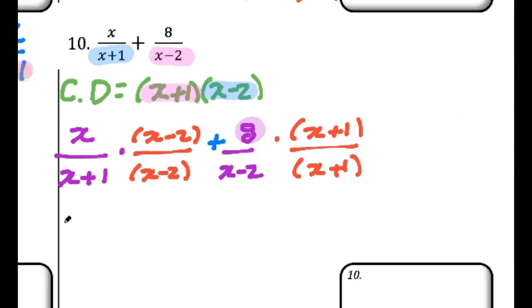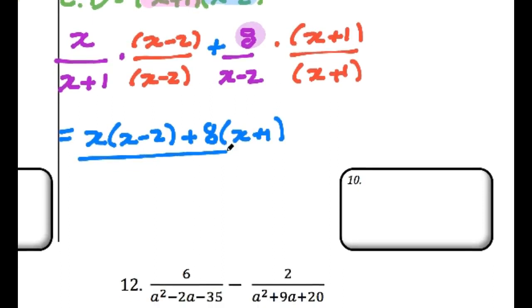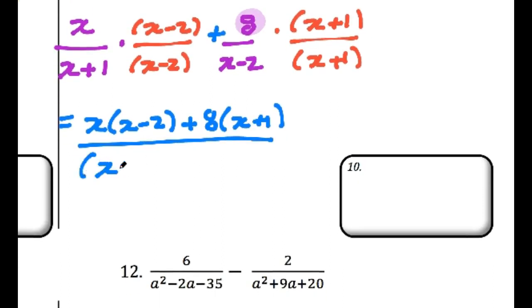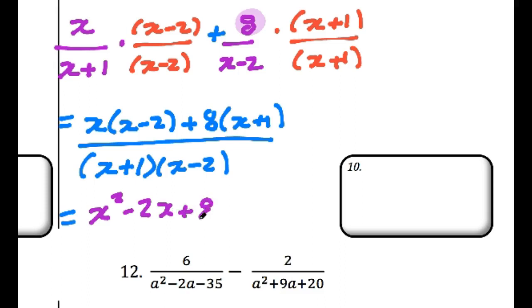And now we simplify. So let's go ahead and multiply. We're going to have x times x minus 2 plus 8 times x plus 1, all over the common denominator, which is x plus 1 times x minus 2. So now you go ahead and distribute. You distribute through and you get x squared minus 2x plus 8x plus 8. Distributive property, all divided by that common denominator.